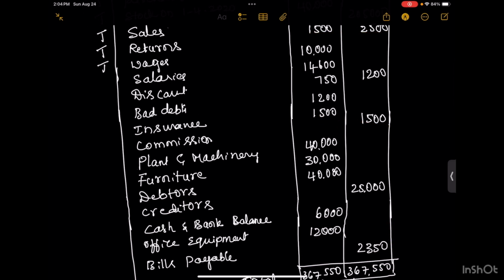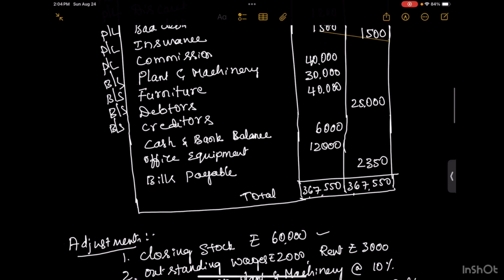Wages trading account, salaries profit and loss account, discount again both sides in the P&L account, bad debts P&L account, insurance P&L account, commission income P&L account credit side, plant and machinery asset balance sheet, furniture asset balance sheet, debtors asset balance sheet, creditors balance sheet liability side. Cash and bank balance asset balance sheet, office equipment asset balance sheet, and bills payable liabilities balance sheet.